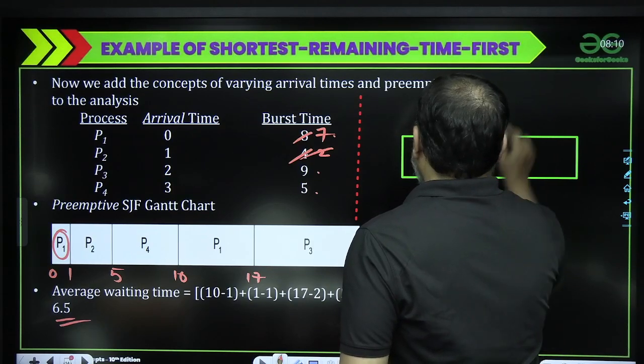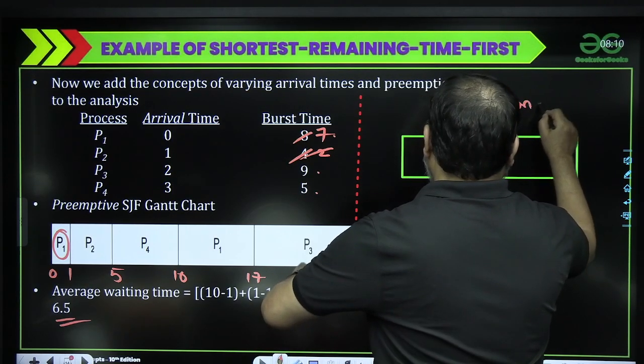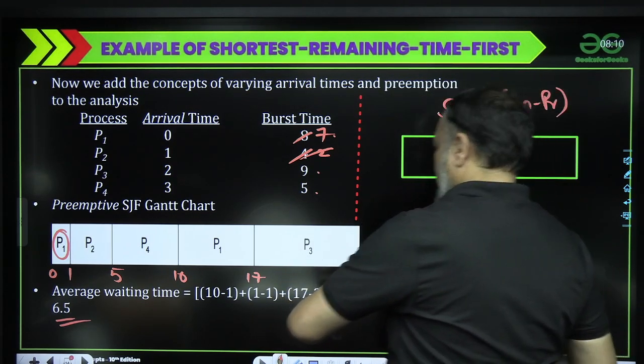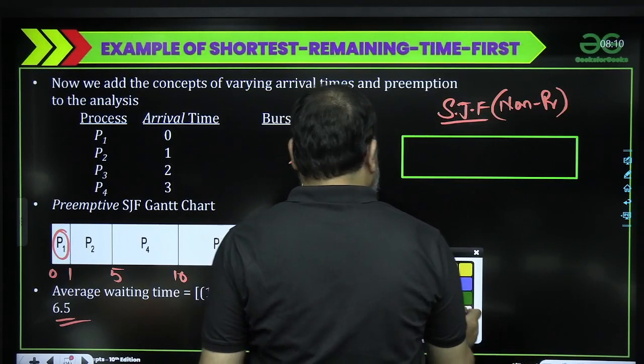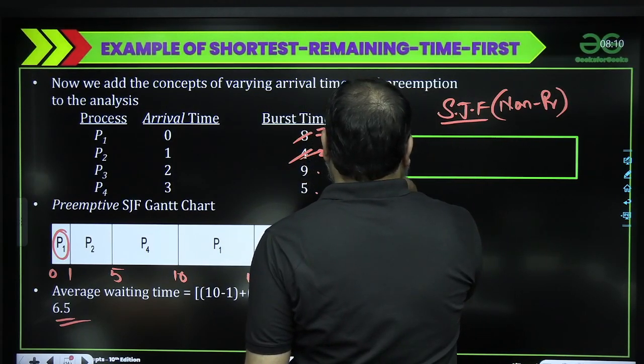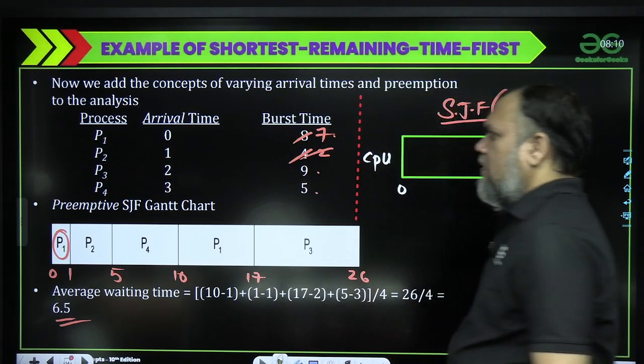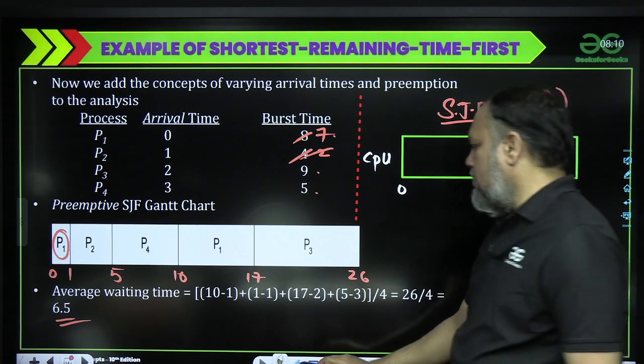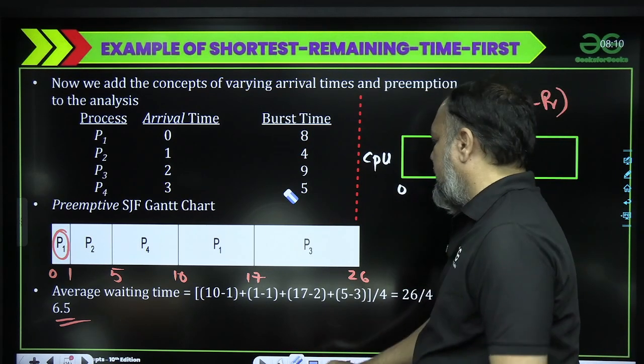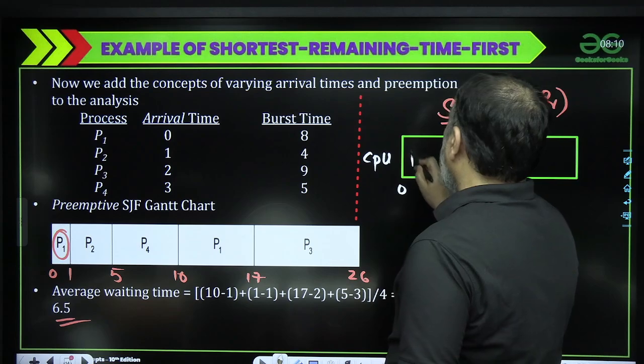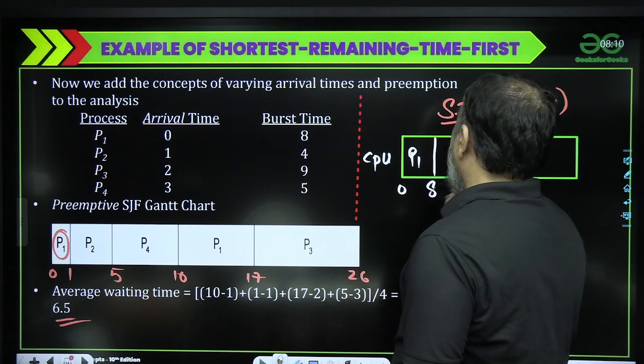This is SJF, non-preemptive. Is it not? Non-preemptive. So what is going to happen? How will the scheduling be done? Please observe the CPU. At time 0, we have P1. So I will take the original data set. We have P1. Non-preemptive, so there is no chance; we complete P1 at time 8.